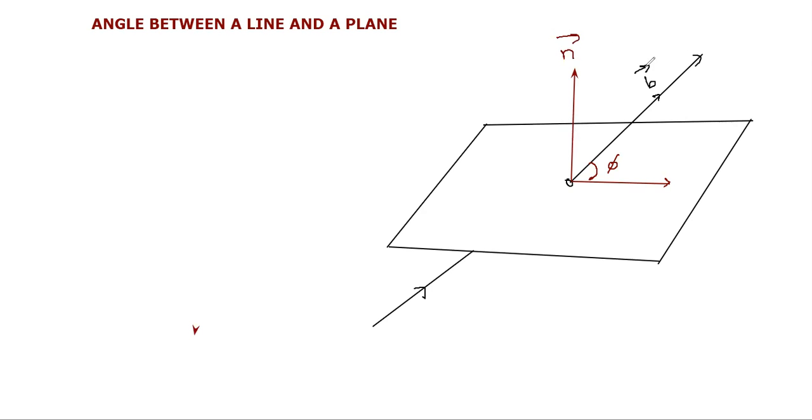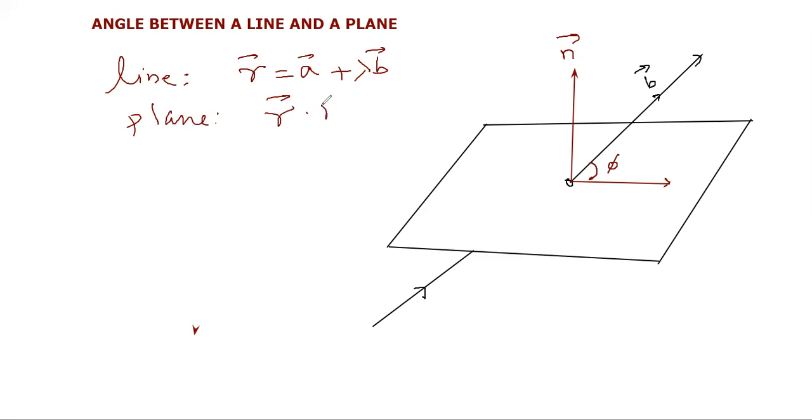Now we have this line. What is the equation of the line? This line has the equation r equals a plus lambda b, which is the equation of a line passing through point A and parallel to vector b. And the equation of the plane is r dot n is equal to d. Okay. Then now we have to find the angle between the line and the plane.